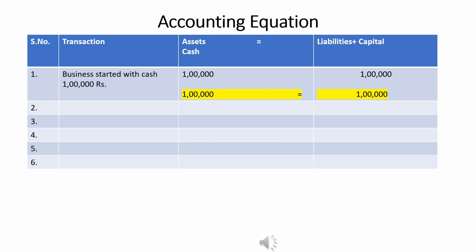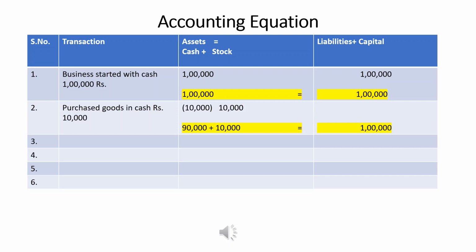And on the liabilities side, where we have liabilities plus capital, we are having now 1 lakh rupees as capital. So we can see that after first transaction, we are having balanced accounting equation that we have assets worth rupees 1 lakh on the left hand side, and on the right hand side, we have 1 lakh rupees as capital. So the accounting equation is justified, or we can say balanced at the end of first transaction.